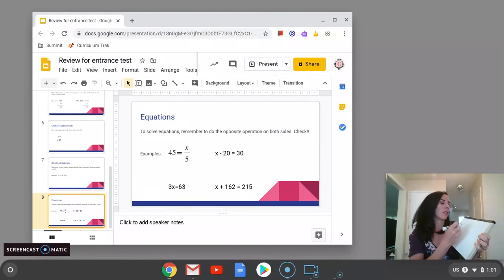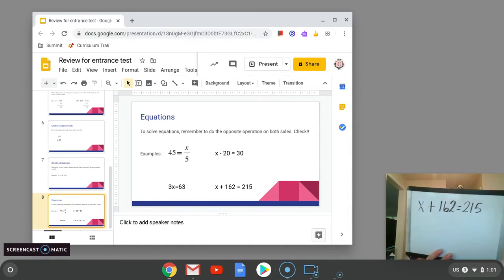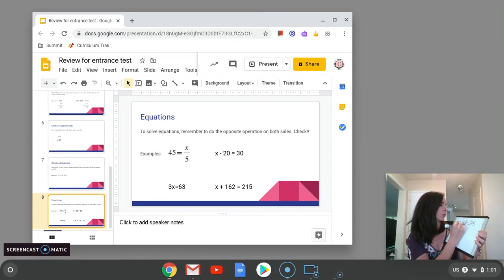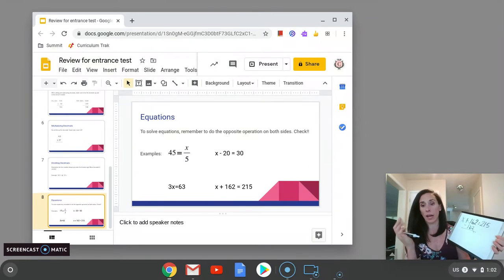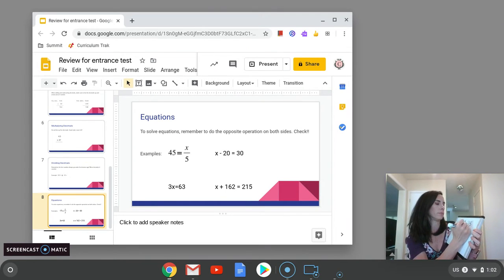Okay? So our last one is we have x plus 162 equals 215. So I'm thinking of a number. When you add 162 to it, it equals 215. So the opposite of adding 162 is subtracting 162. So we're going to subtract. Those cancel. Again, you don't necessarily have to do that step, but you got to do this one.